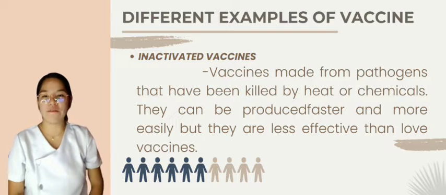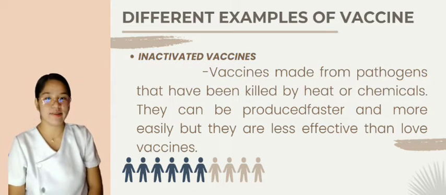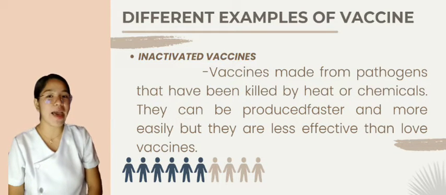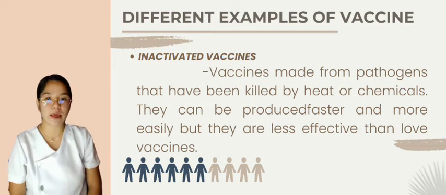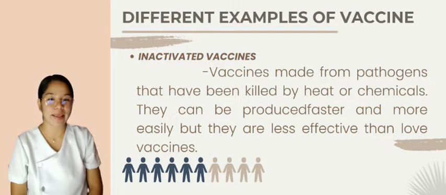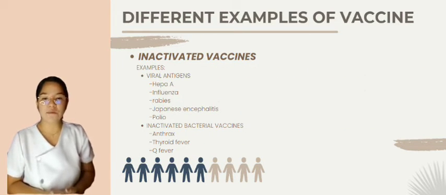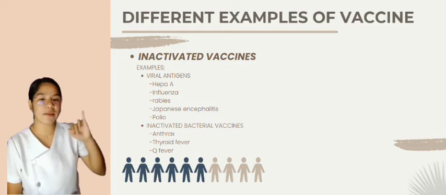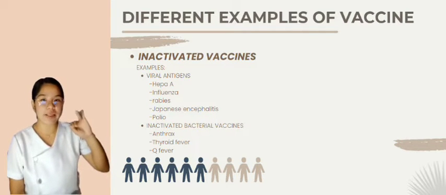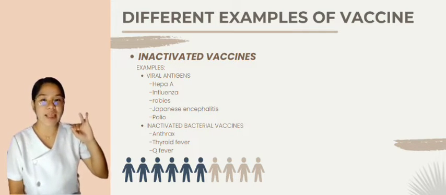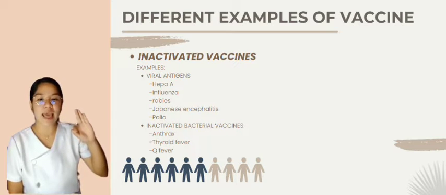Second, we have the inactivated vaccines. These are suitable for healthy individuals, as well as people with a weakened immune system, as they do not contain live forms of the microorganism which they are designed to protect against. Examples include the inactivated poliovirus vaccine or IPV, the whole cell pertussis vaccine, the rabies vaccine, and the hepatitis A virus vaccine.